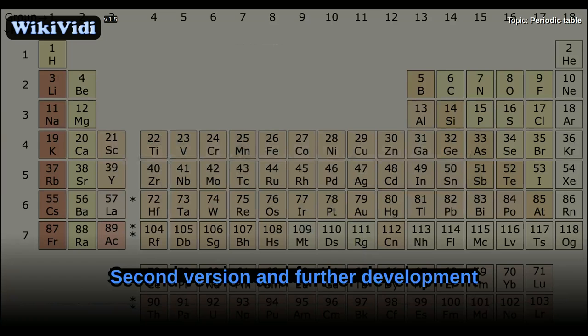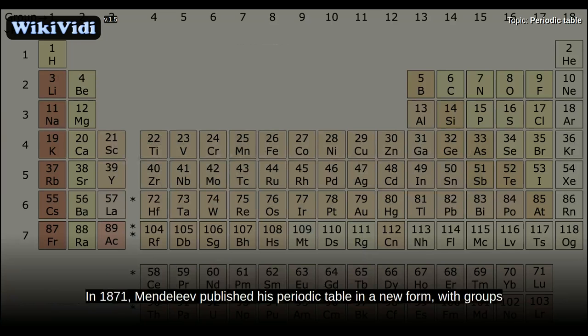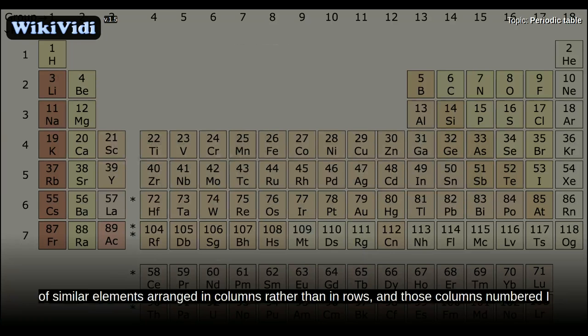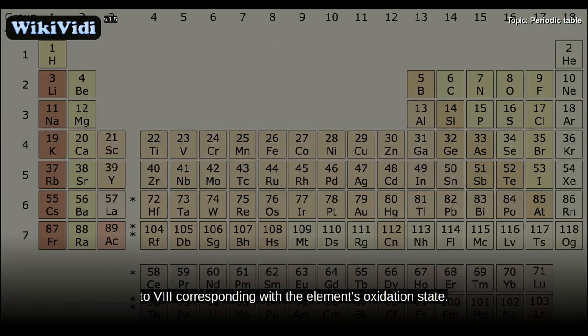Second version and further development. In 1871, Mendeleev published his periodic table in a new form, with groups of similar elements arranged in columns rather than in rows, and those columns numbered I to 8 corresponding with the element's oxidation state. He also gave detailed predictions for the properties of elements he had earlier noted were missing, but should exist.